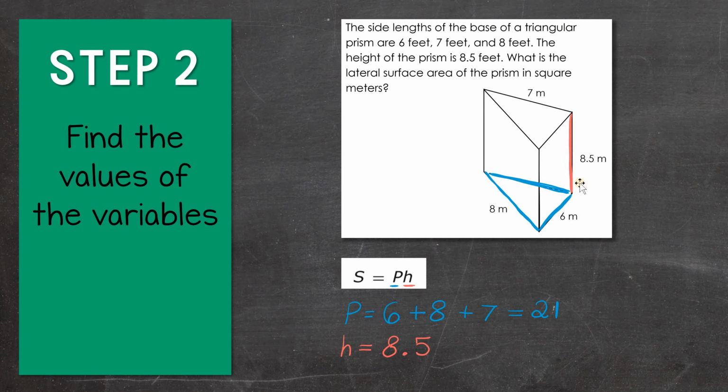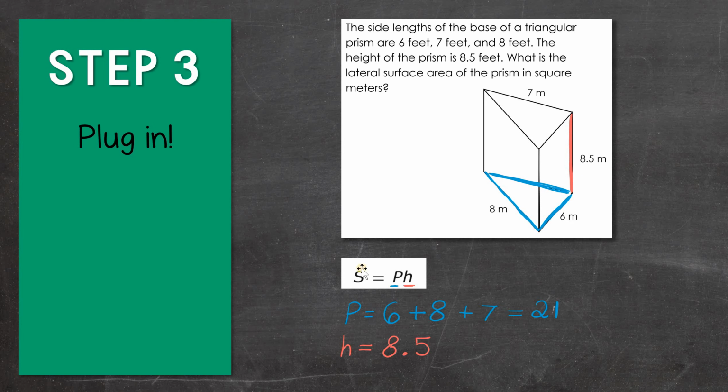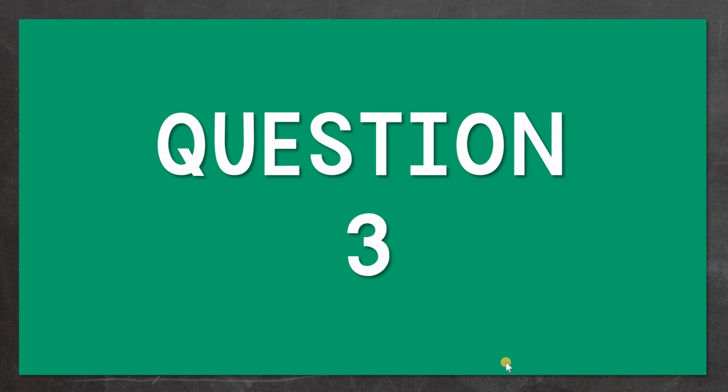Alright, step 3, plug it in. We have our formula, and we found the values of our variables. Time just to put it together. Our surface area is P times H, which is about 178.5. Our unit is meters, so meters squared. Done. Alright, this is our last example.